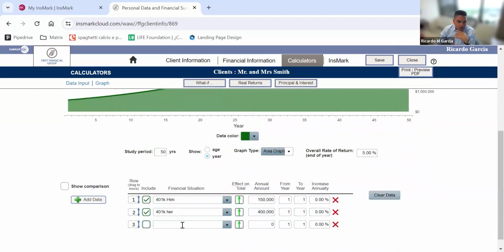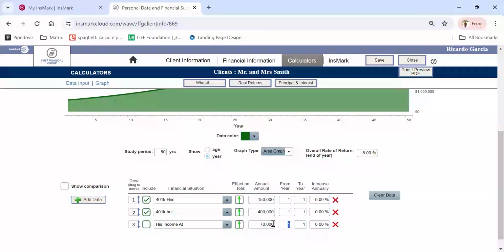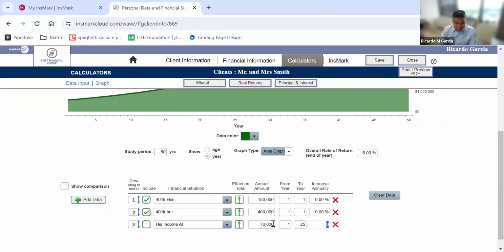Now, the next thing we add is his income. Let's say he makes $100,000, but we always do after tax, 30% tax, so $70,000. He's going to work 25 more years, so year 1 to 25, with inflation of 3% or 2%, whatever you use. Then we have her income. Again, let's say she makes $100,000 net, again working 25 years, inflation 3%.